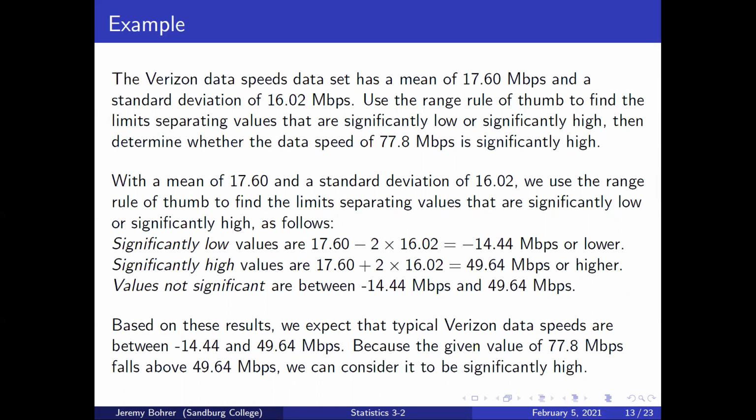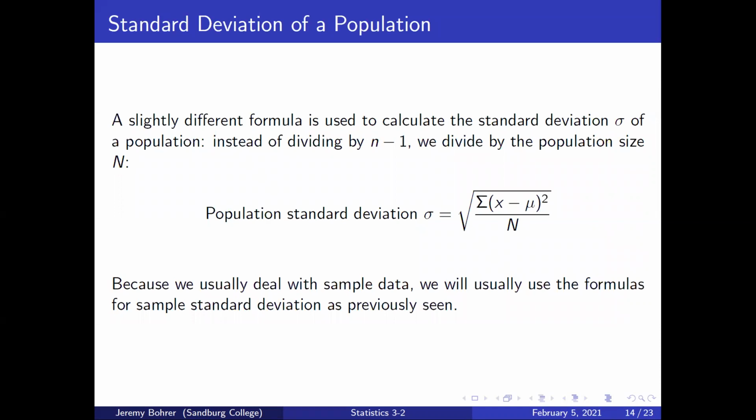A slightly different formula is used to calculate the standard deviation sigma of a population. Instead of dividing by n minus 1, we divide by the population size n. The population standard deviation sigma is equal to the square root of the sum of x minus mu squared all over n. Because we usually deal with sample data, we will usually use the formulas for sample standard deviation as previously seen.